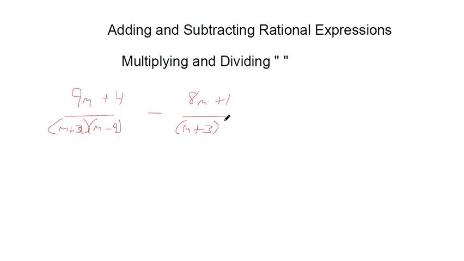Okay, so this one, it doesn't look like it, but it's actually an easy one to start off with, because we have common denominators going on here. When things have common denominators, then we can subtract the numerators. So since they're in common, I'm going to subtract this first numerator by the second numerator.